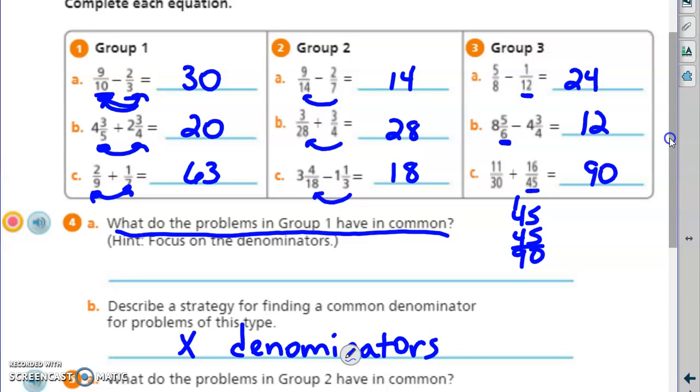So in this group 3, you can take a look at the bigger number and find the multiples to find the common denominator. A lot easier than multiplying them together.